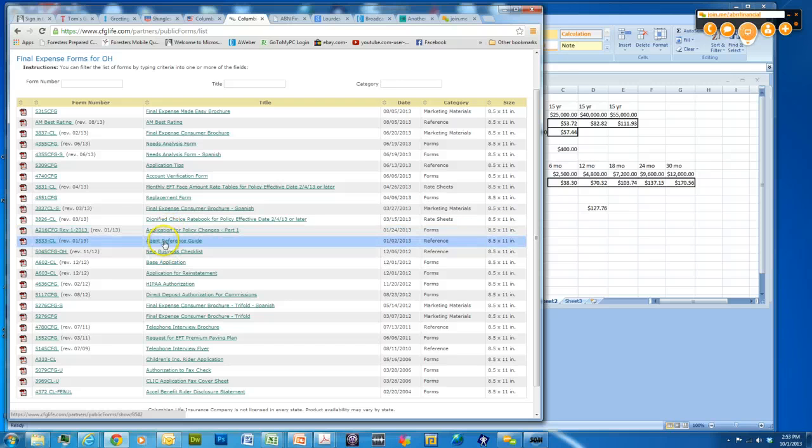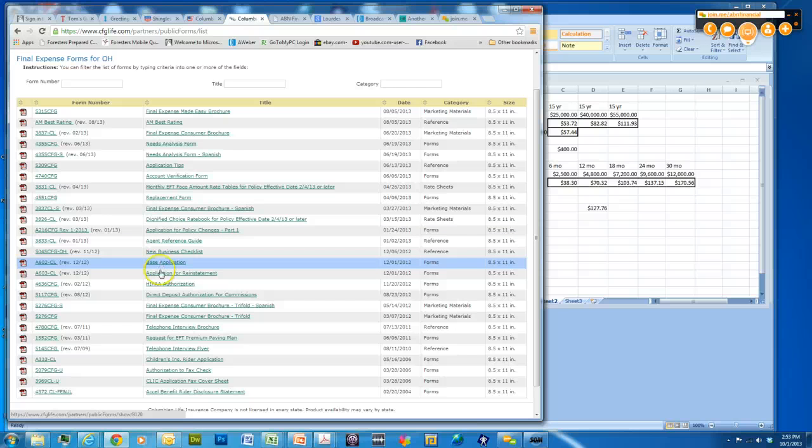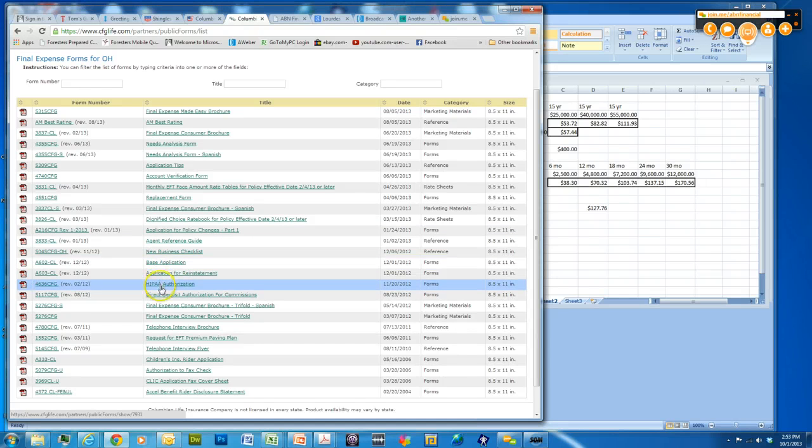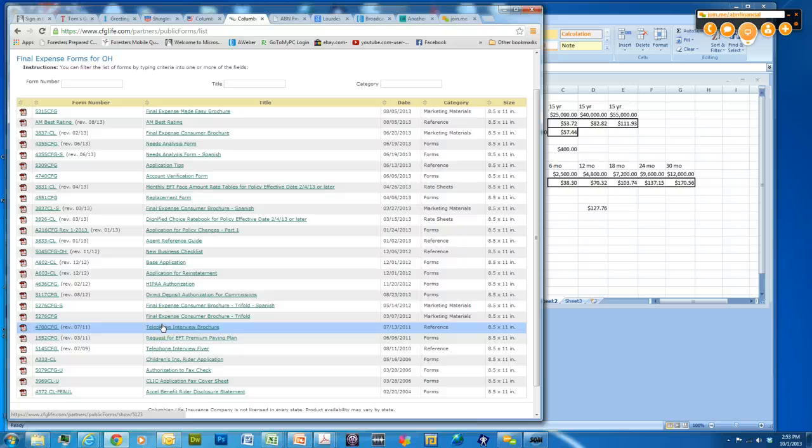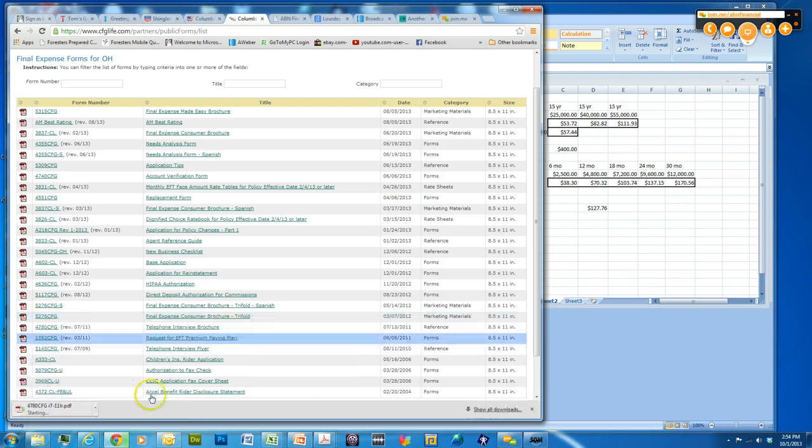Here's your agent reference guide I mentioned. Base application, HIPAA authorization. Oh, by the way, Classic 1, the level benefit program, requires a telephone interview. The telephone interview is what you call in after they sign their form, and you tell them that the company is going to do an interview. They're going to ask them the exact same questions that you just covered. And this telephone brochure will give you that information on the telephone interview and the number that you call in.